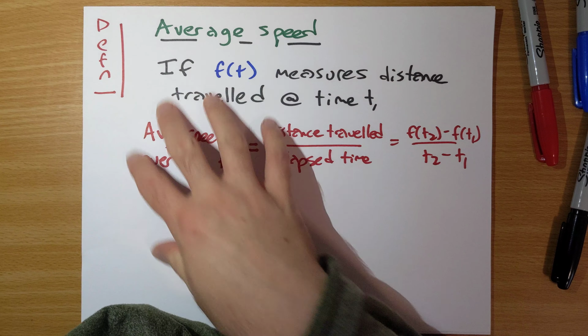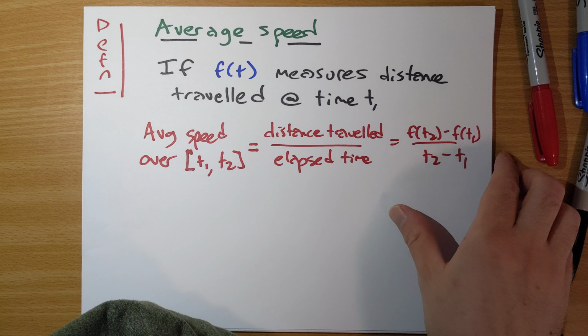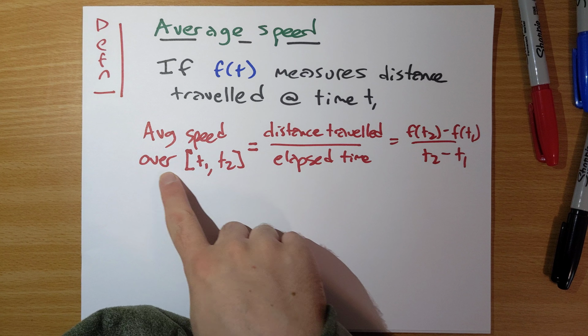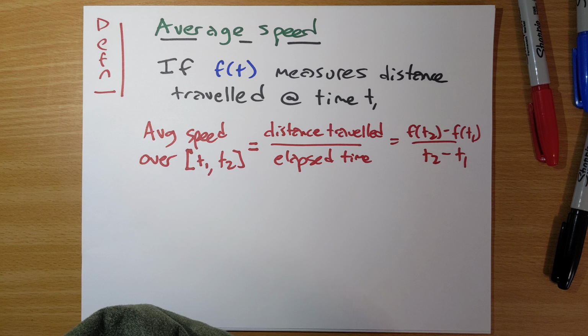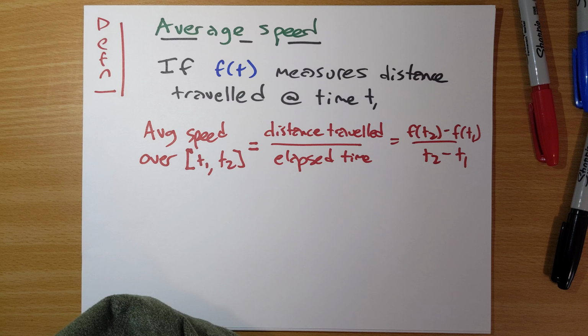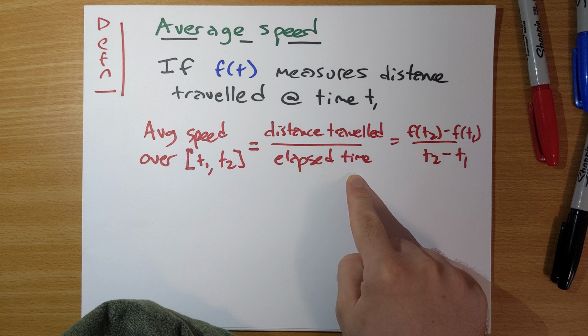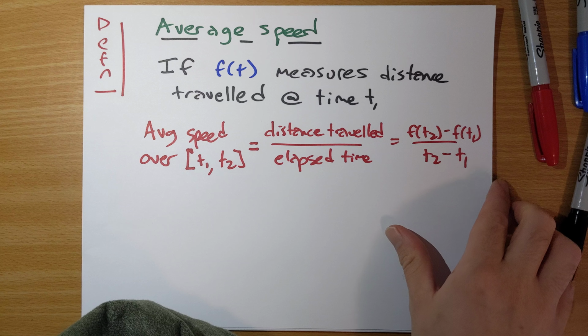And so this right here, this idea of average speed, is going to be our first thing that we're going to discuss here. So average speed on the interval from t1 to t2, where f(t) is measuring distance traveled at time t, starting off with at t is 0 seconds, you've gone a distance of 0. It's the distance traveled divided by the elapsed time, and you can find that: f(t2) minus f(t1) divided by t2 minus t1.